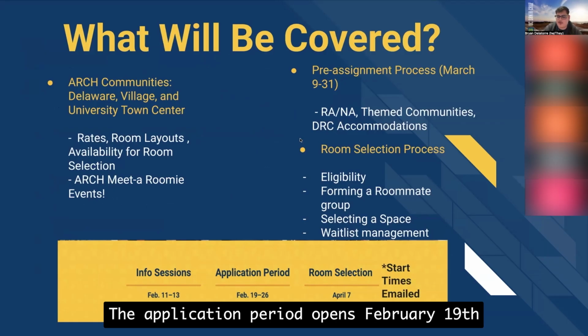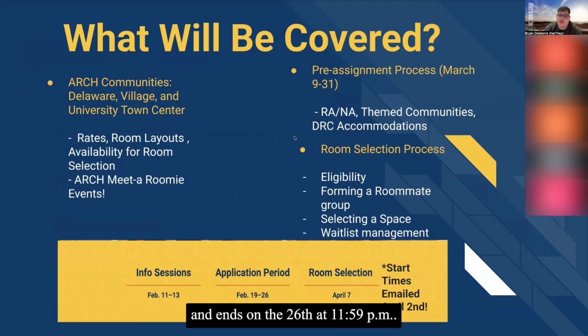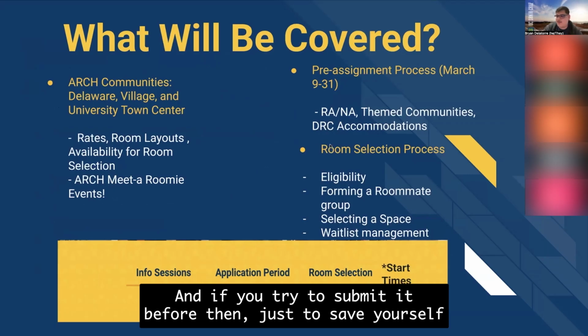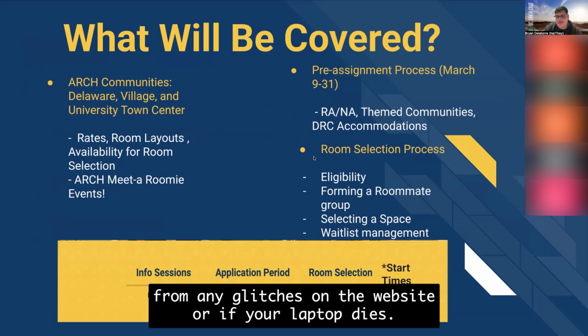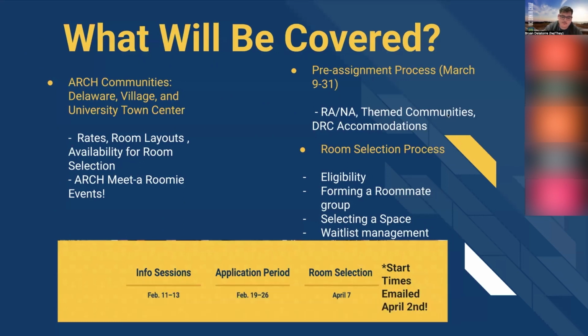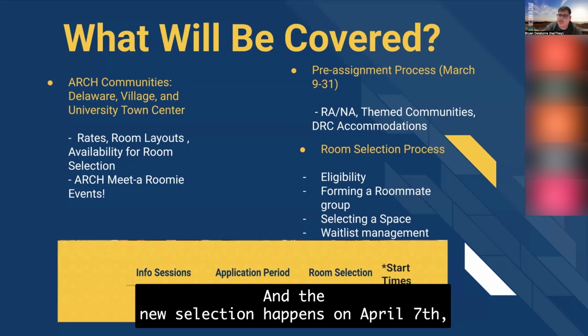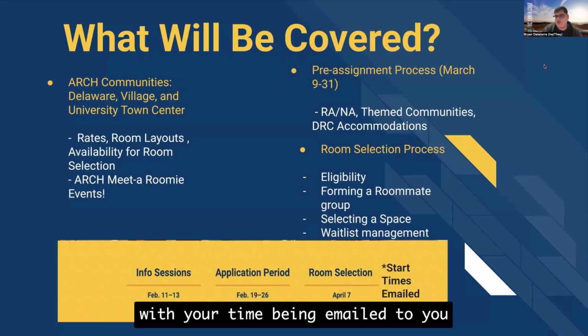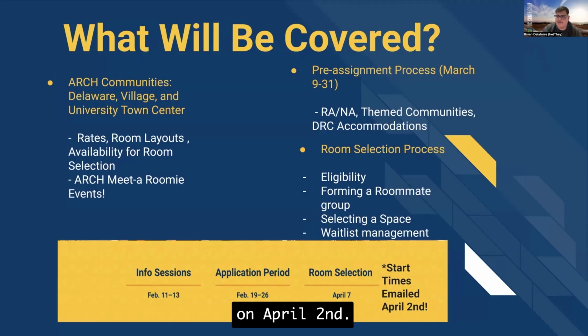The application period opens February 19th and ends on the 26th at 11:59 p.m. So try to submit it before then, just to save yourself from any glitches on the website or if your laptop dies. Because if you do miss that deadline, you will be placed on the wait list. And then the room selection happens on April 7th, with your times being emailed to you on April 2nd.